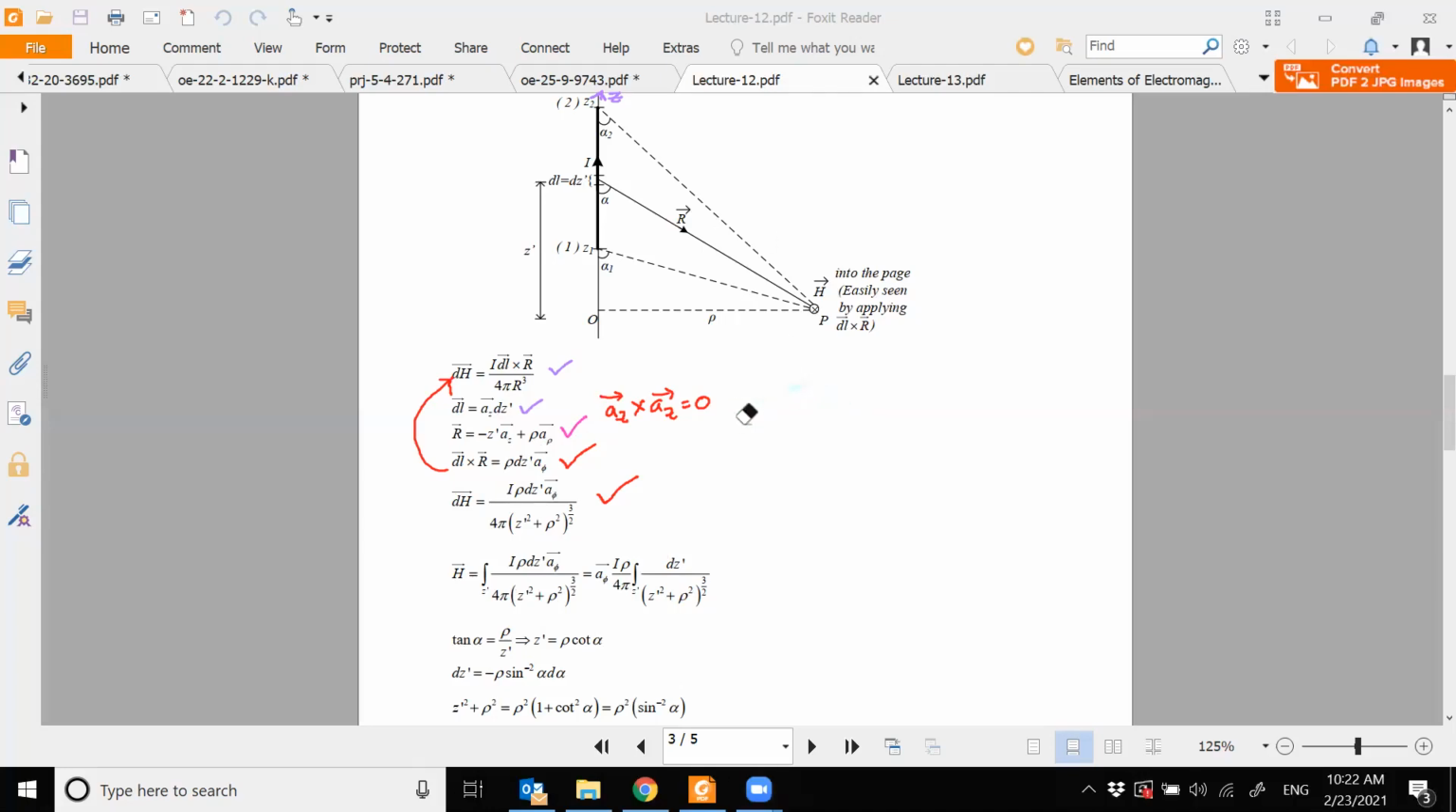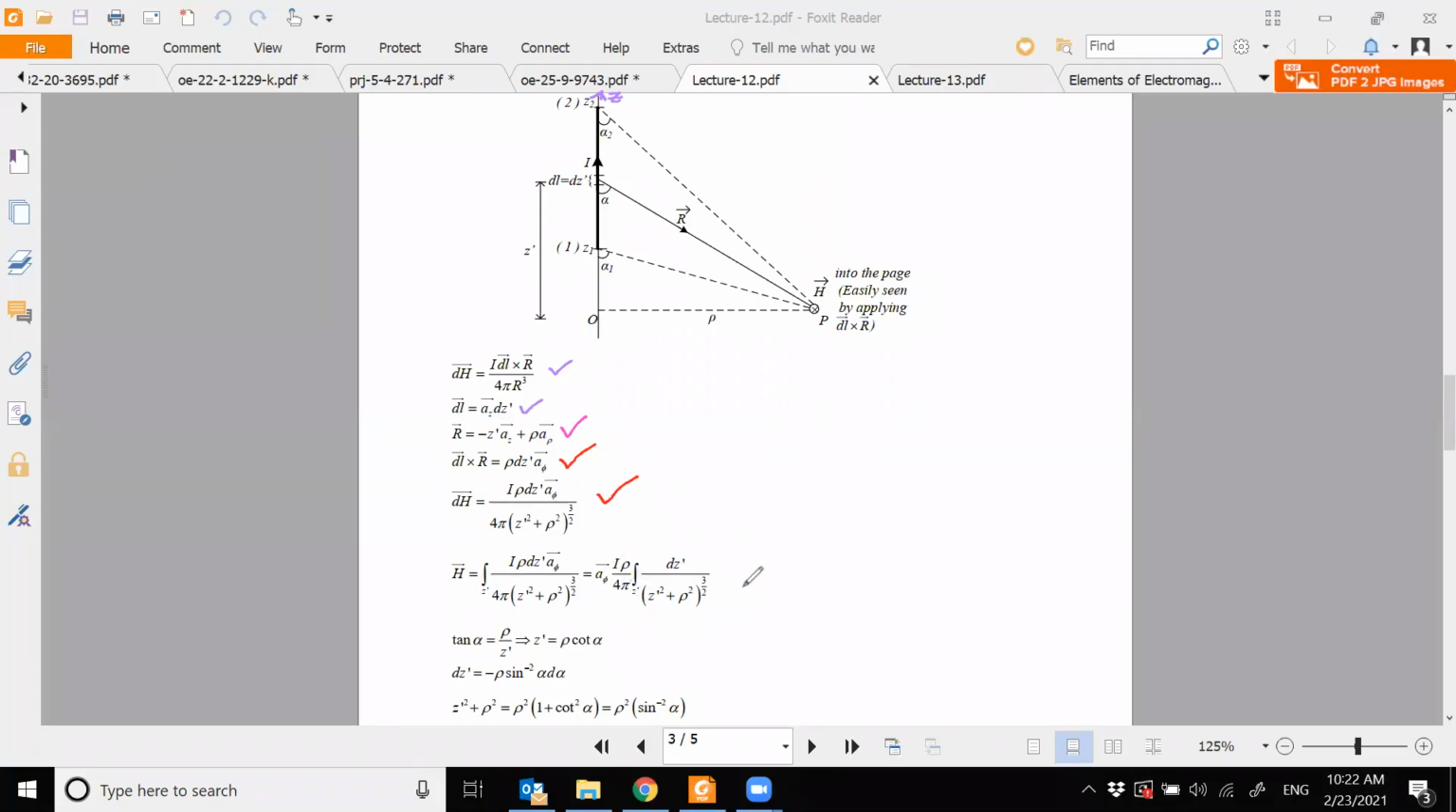Yes. Why? Because a phi doesn't depend on dz'. Unlike other components, a phi doesn't depend on dz', and also what you are integrating here is with respect to dz'. So therefore, I can take a phi outside.